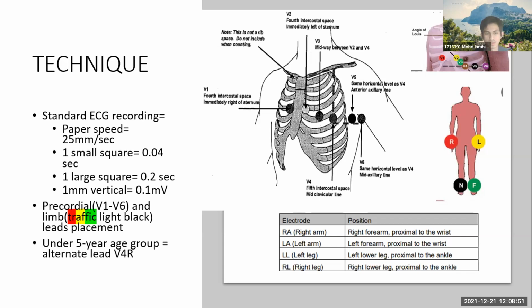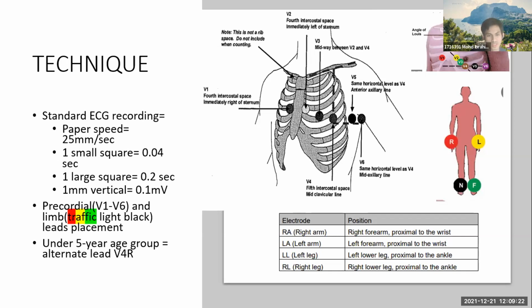And for the limb leads, we put them at a more proximal location to reduce movement artifacts. We can also memorize the colors to make the placement easier, such as traffic light, black. Red is right arm, yellow is left arm, green is left leg, and black is right leg.